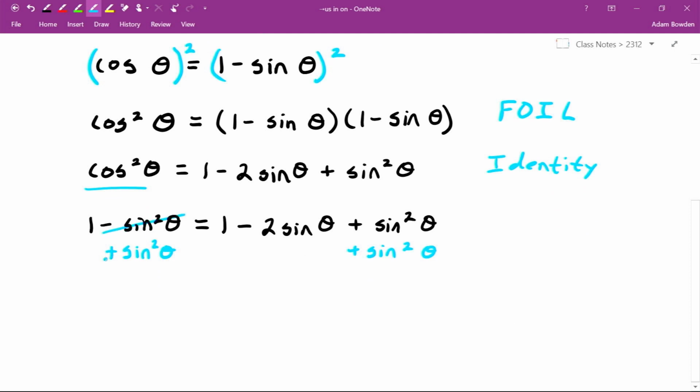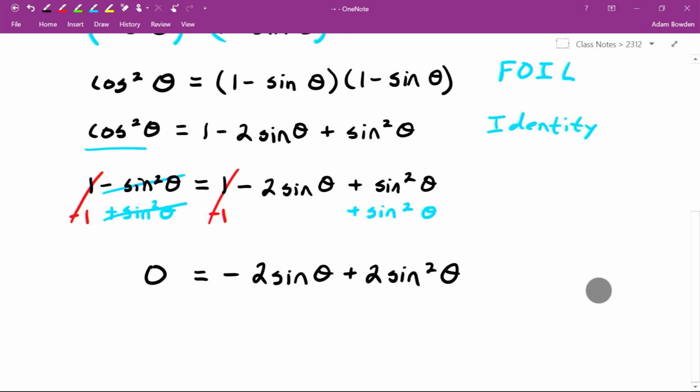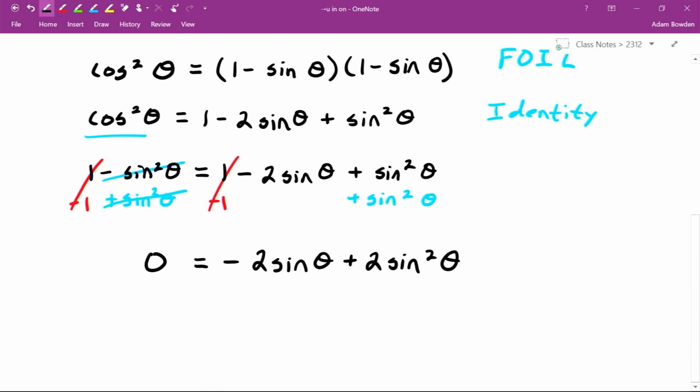So adding that over, let's go ahead and also subtract over the 1 from both sides. That actually causes it to go away. What we'll be left with here is 0 equals negative 2 sine theta plus 2 sine squared theta. Why don't we go ahead and reorganize that a little bit. Let's write that as 2 sine squared theta minus 2 sine theta equals 0. Just rearranging everything there.